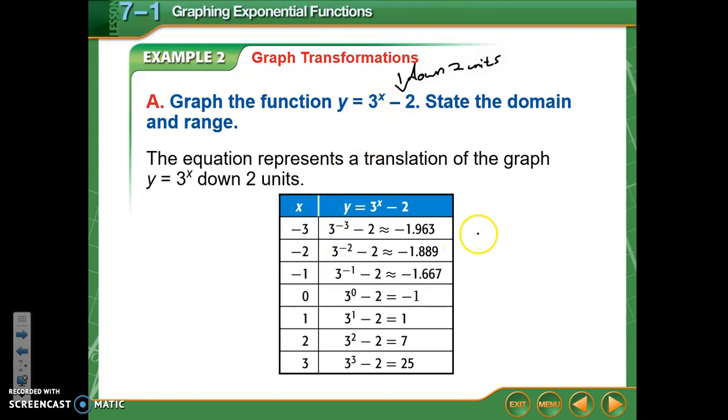So when I plug in -2, for example, that's really 1/9 minus 2, which gives me about this value that they have here. When I plug in -1, 3 to the -1 is 1/3, but then I subtract 2. When I plug in 3 to the 0, I get 1, and then I subtract 2 to get -1. So it's taking every original value that I had and moving it down 2.